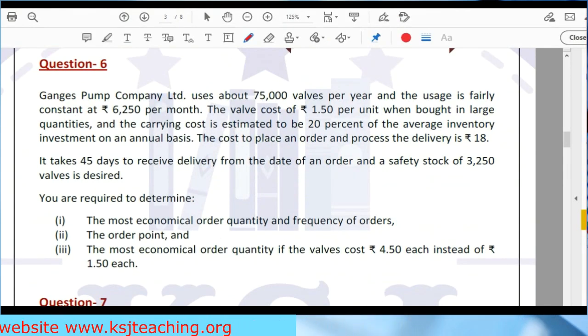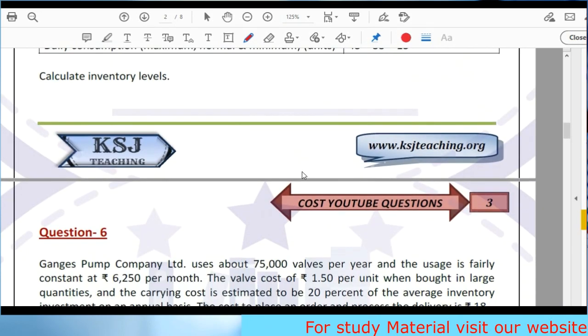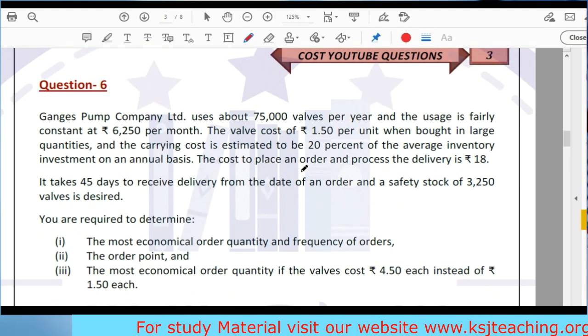Come to question number 6. We have done till question number 5, right? So in the last lecture, we have done till question number 5. You were able to attempt question number 5. I have given the homework. I told you the answers, right? Now, come to question number 6.